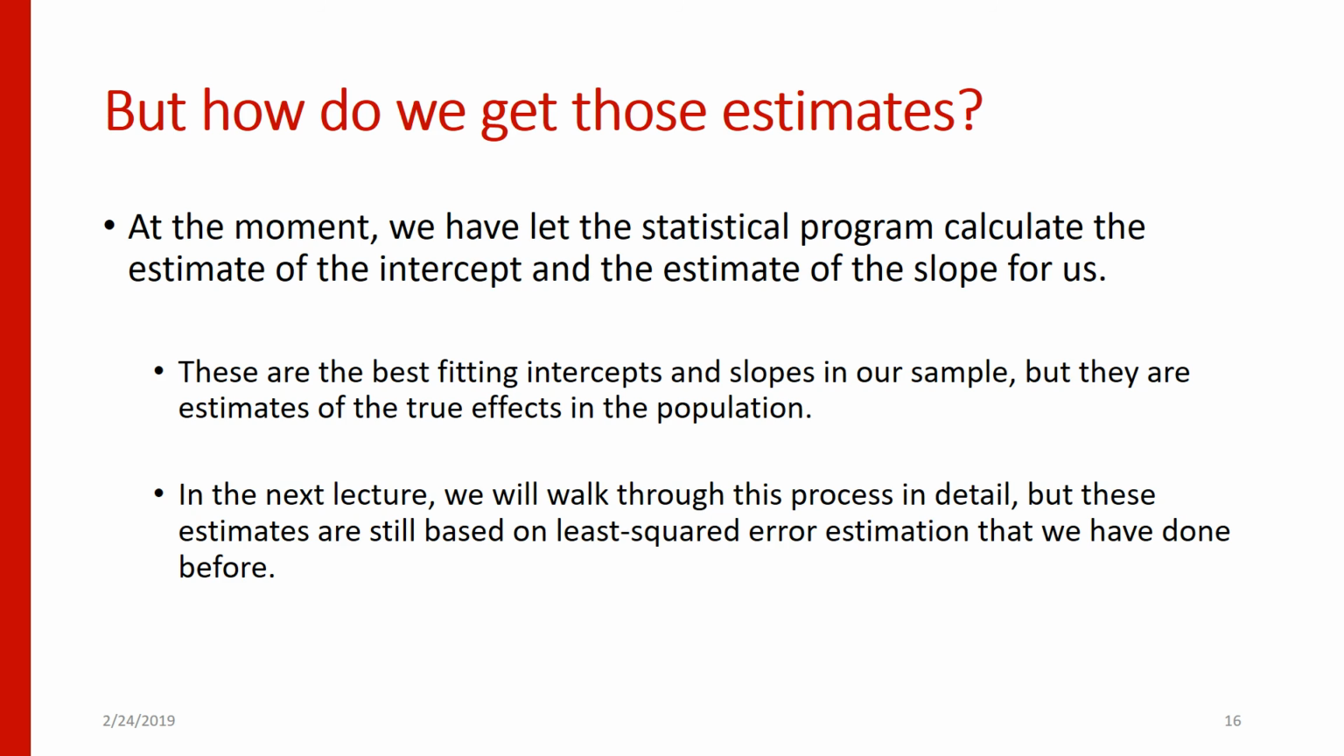So how do we get those estimates? At the moment, we've let the statistical program calculate them for us, and we probably will in the future almost all of the time. But in the next lecture, we do want to walk through this process in a little bit more detail, showing you how we actually calculate these estimates for the slope and the intercept, and where we actually get those numbers from. The most important thing to understand, though, is that we're still using least squares estimation in exactly the same way that we've done before. So we're going to come up with values for an intercept and values for a slope that will give us the smallest sums of squared errors, and then we can compare the sums of squared errors in Model A to Model C in order to test the statistical significance of the F observed.